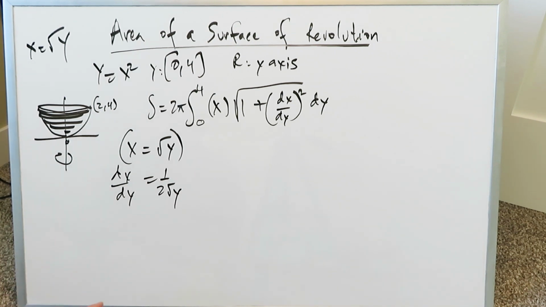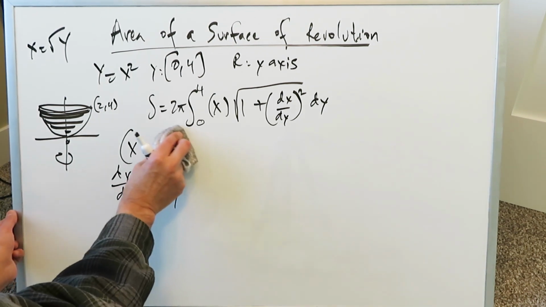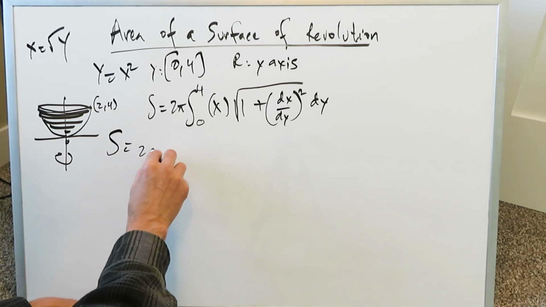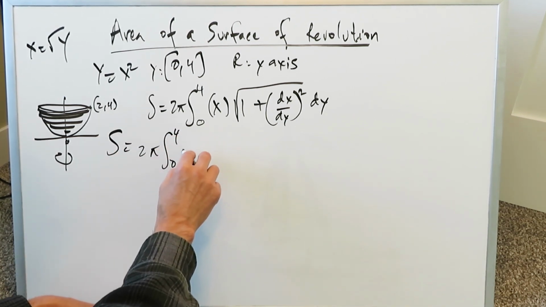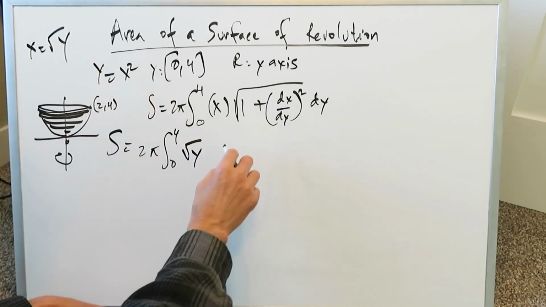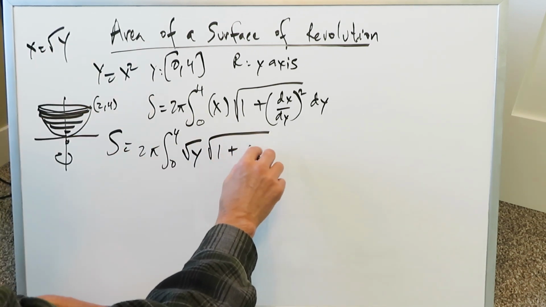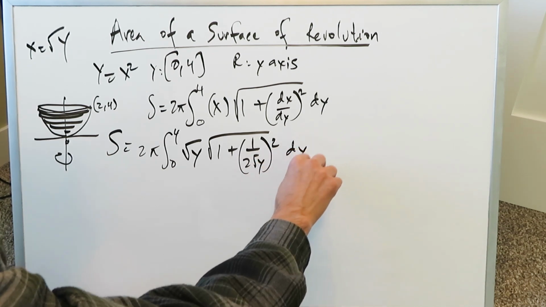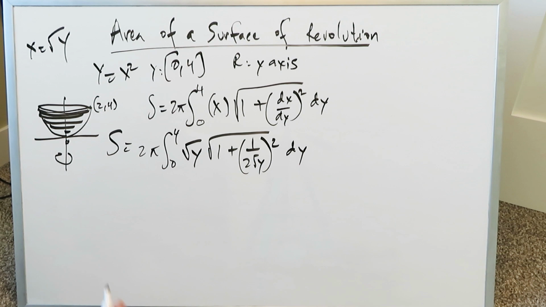You have everything you need now to plug in here, and I will plug it in for you. Everything in terms of your surface area calculation, the integral becomes 0 to 4. You have a root y over here because x is equal to root y, and then 1 plus 1 over 2 root y, whole square, dy. Let's do some simplification and we'll bring everything together.